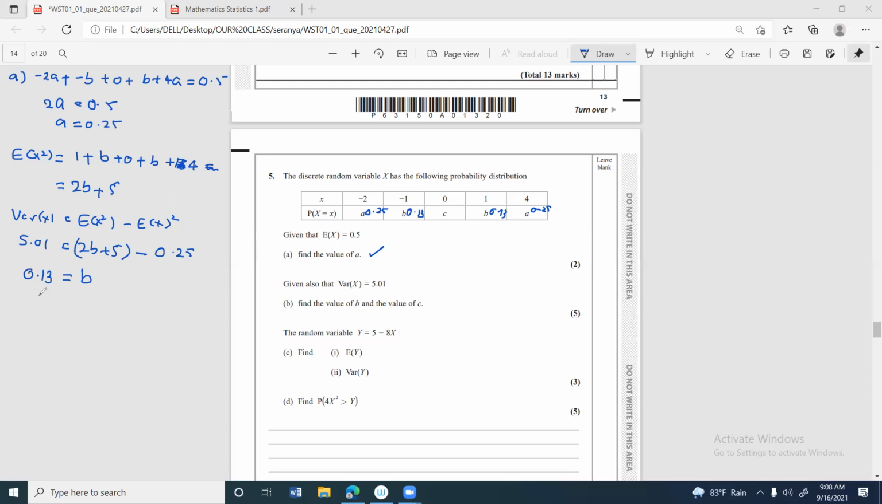Then you know that if you add them together, the total is 1. So you can say c is equal to 1 minus the sum of all these together: 0.25 plus 0.13 plus 0.13 plus 0.25. Then you get c equals 0.24, hopefully. Let me check that the calculations are fine. If you want to make sure, you can add them together and see whether they add up to 1. That's a way of getting the answer for b and c.